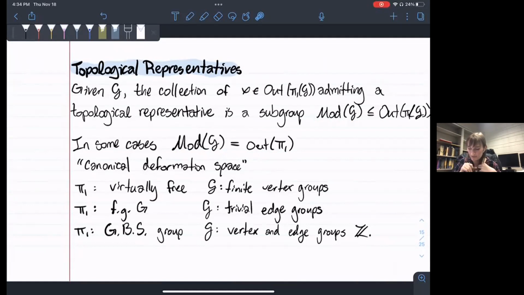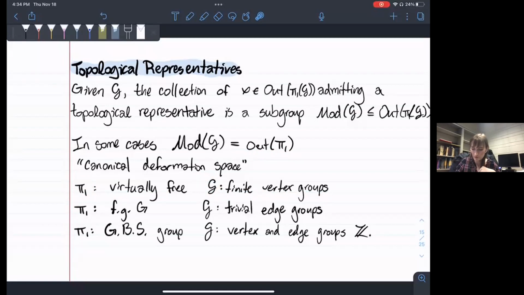So this happens. In the language of Girardel and Levitt, if you happen to be familiar with it, what you want is a canonical deformation space for the Bass–Serre tree to live in. Let me just give you some examples. Maybe the fundamental group of your graph of groups could be virtually free, and your graph of groups could have finite vertex groups. Great. In that situation, every outer automorphism of your fundamental group can be represented as a topological representative on this graph of groups.